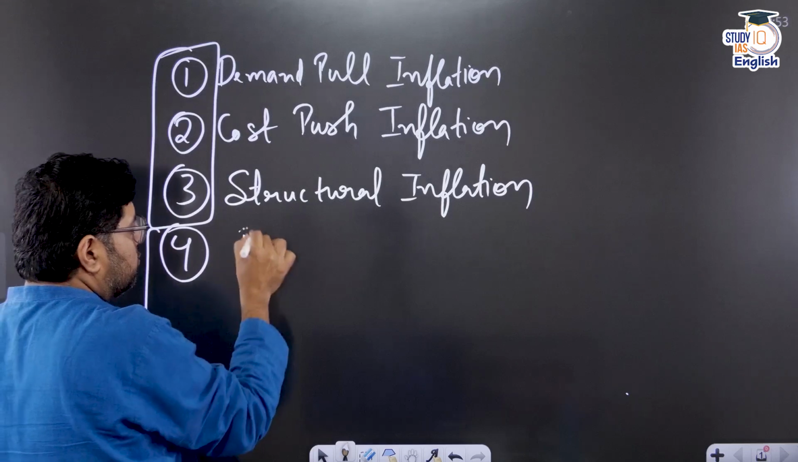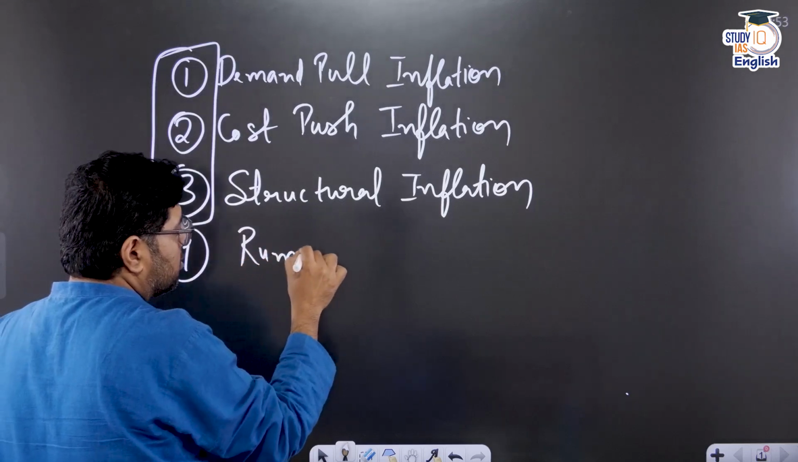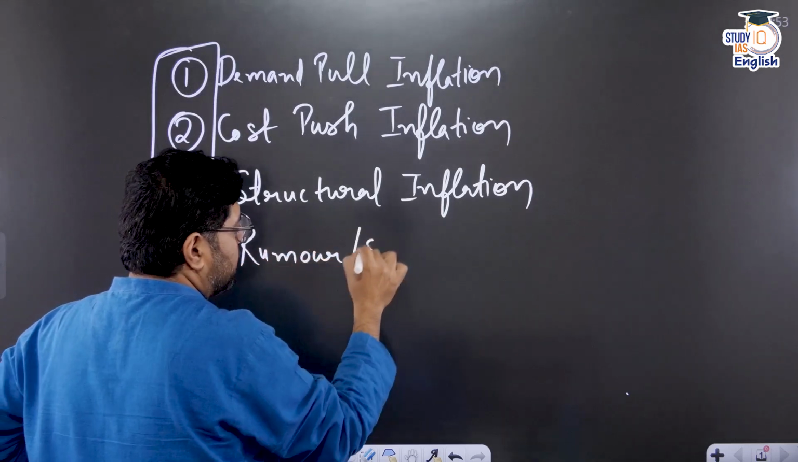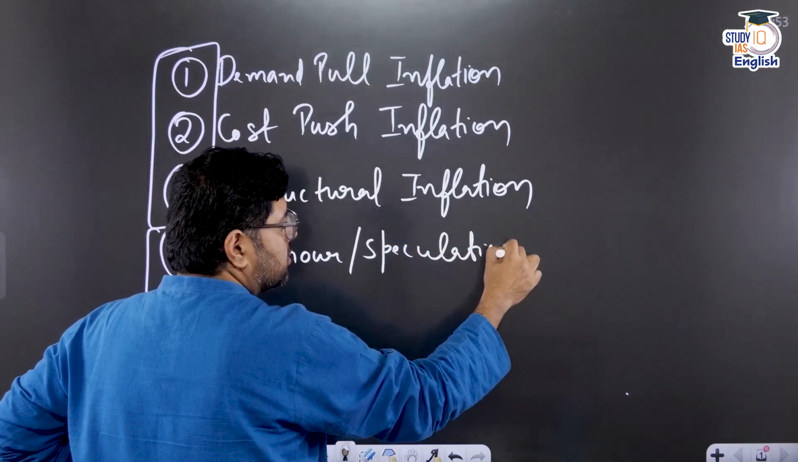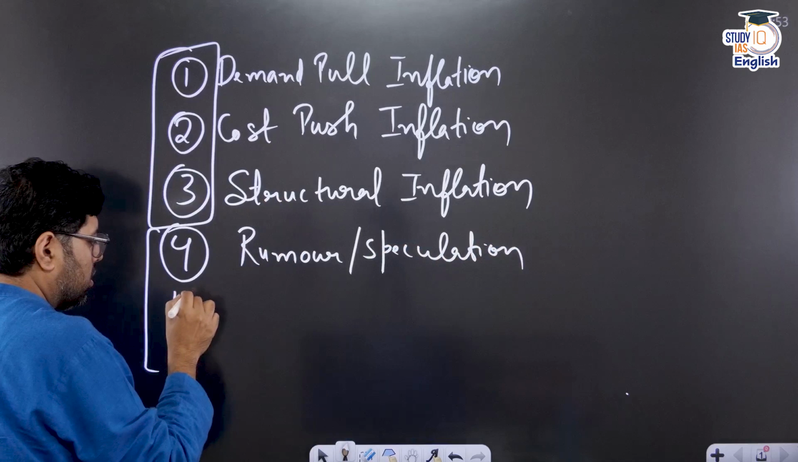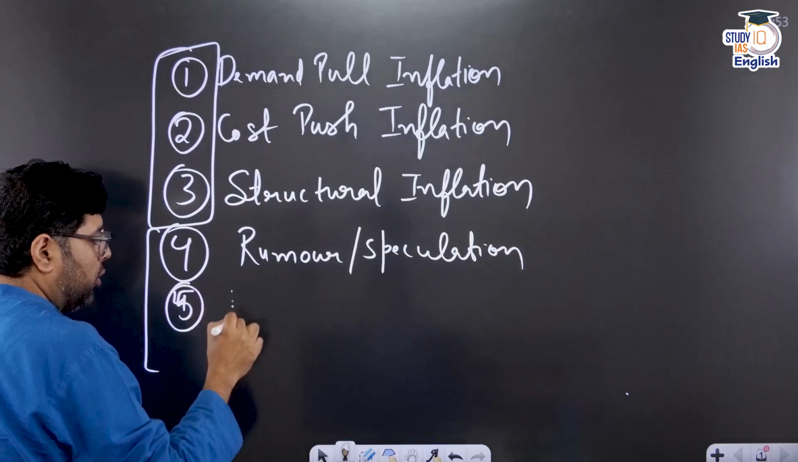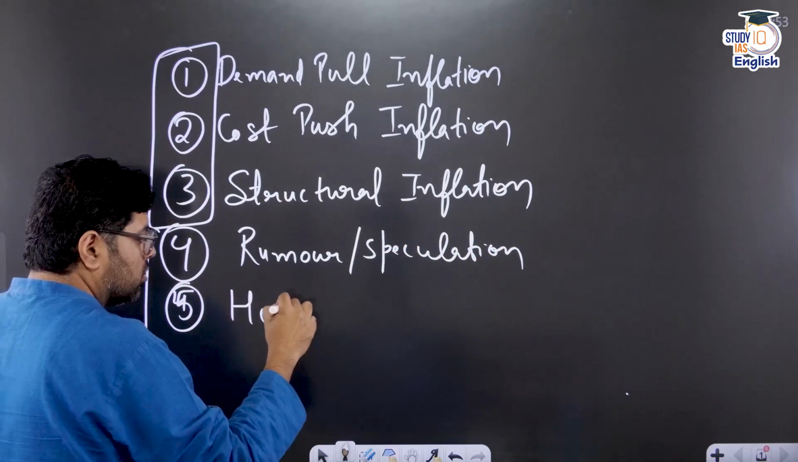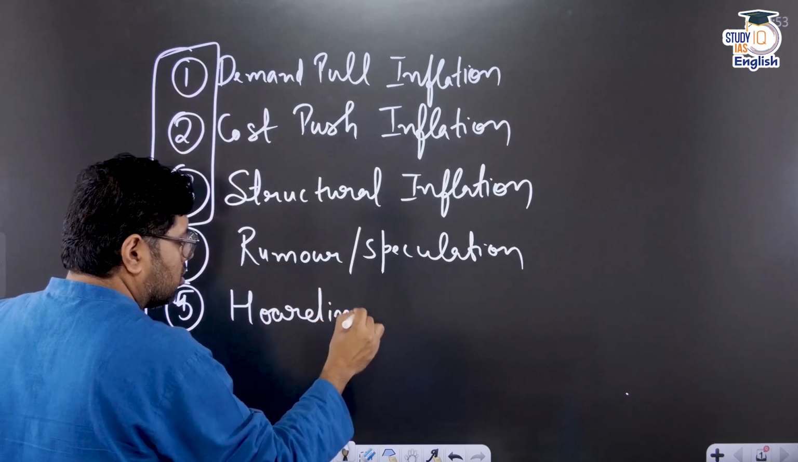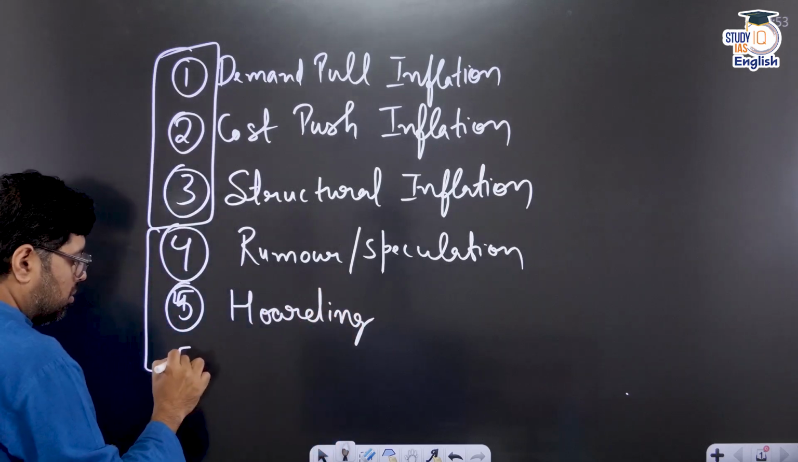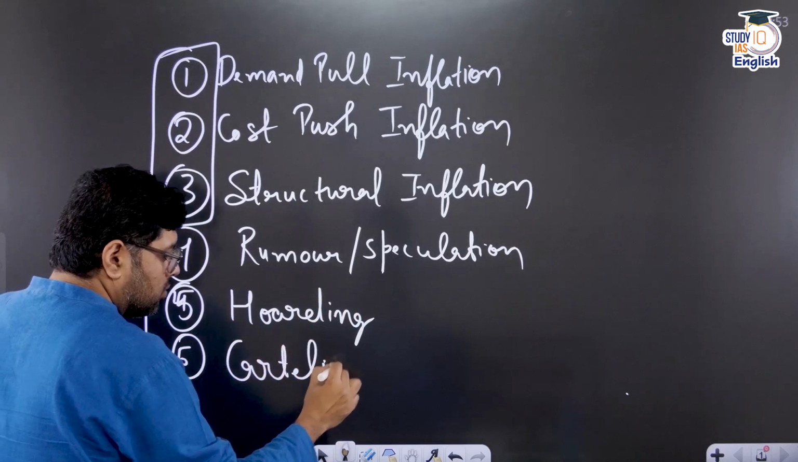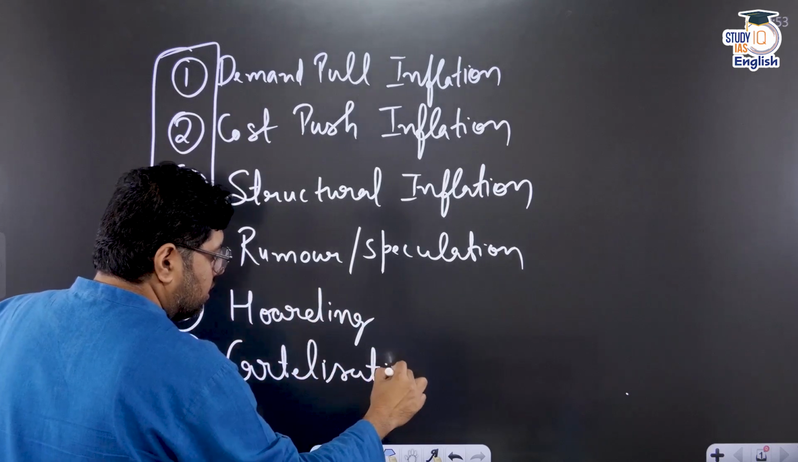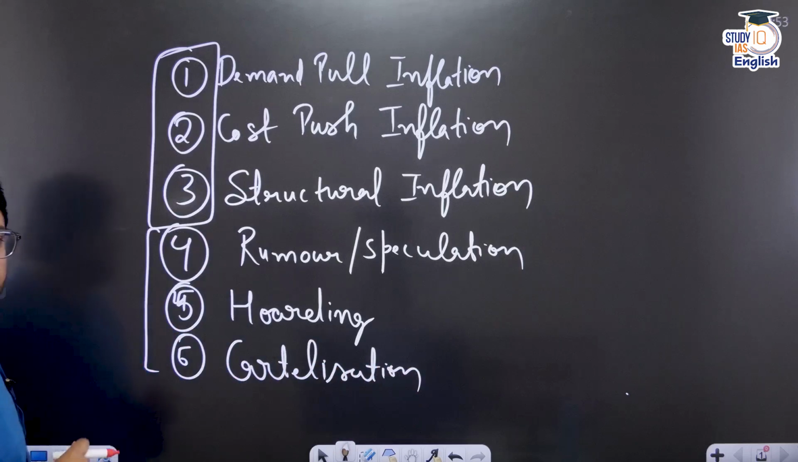Fourth is rumor, or you can say speculation. So that is also responsible for inflation. Number five, hoarding. And number six, cartelization. So basically, we have six reasons for inflation.